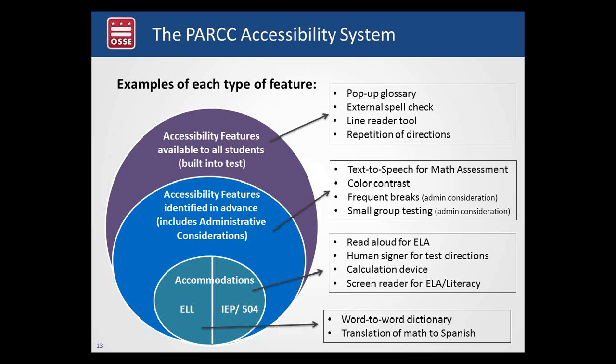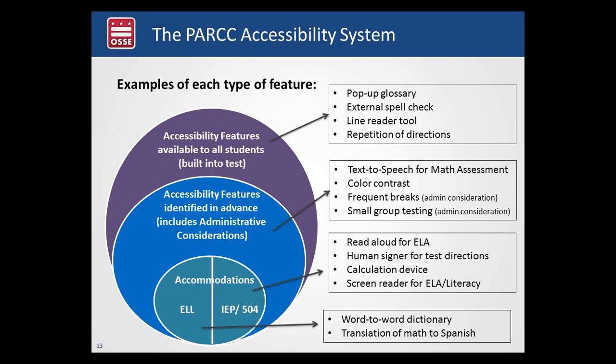Now, I will remind you that a student with a disability, if they need one of the features that PARCC likes to call an accessibility feature, it is still considered an accommodation for that student with a disability because you need to denote it on the IEP as an official accommodation. And that's because not all assessments call that feature an accessibility feature.